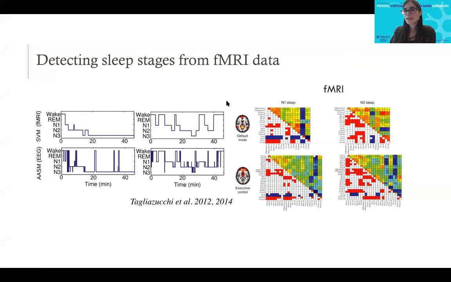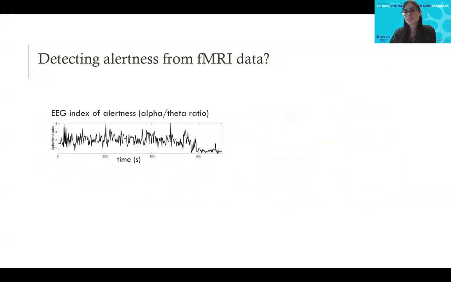So along these lines, we were interested in whether it's possible to detect more continuous fluctuations in alertness, like you might see in this EEG time course here. So something more on the spectrum between alertness on the one hand and drowsiness or light sleep on the other.